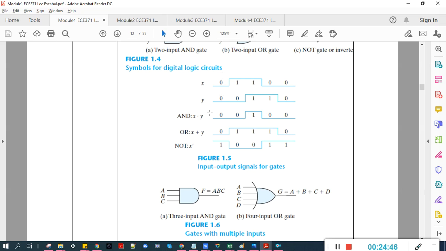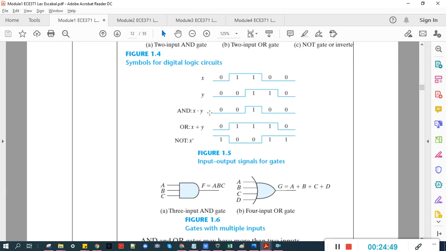Okay, let's analyze per logic gate. For the AND gate, the output is only 1 if both the inputs are 1. That's why it's 1 here, and for the rest, 0. For the OR gate, the output is 1 if either of the inputs is 1. So when X and Y are 1, it's 1 here. Y is 1, even if X is 0, so 1 here. Then here, both are 0, so the output is 0.